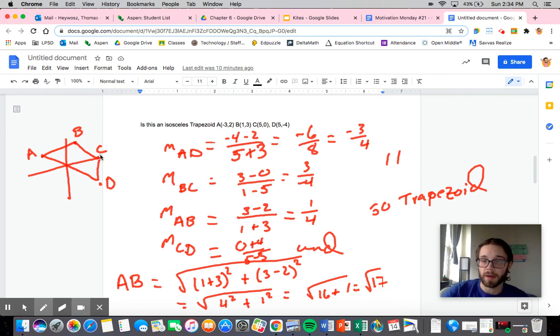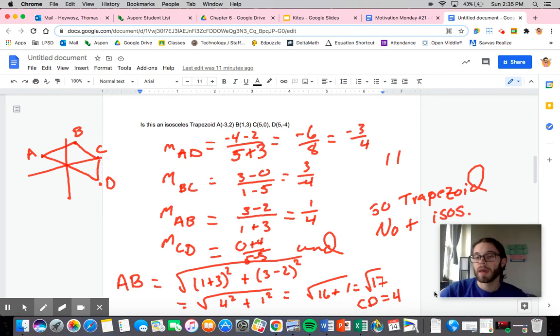The other one, this is a vertical line, right? And I could just count. I go from -4 up to 0. So the other one just has a length of 4. So despite the fact that these look very close to being isosceles, they're not actually isosceles. They're very close, but they're not. So because this is a trapezoid, but it does not have congruent legs, this is not isosceles.